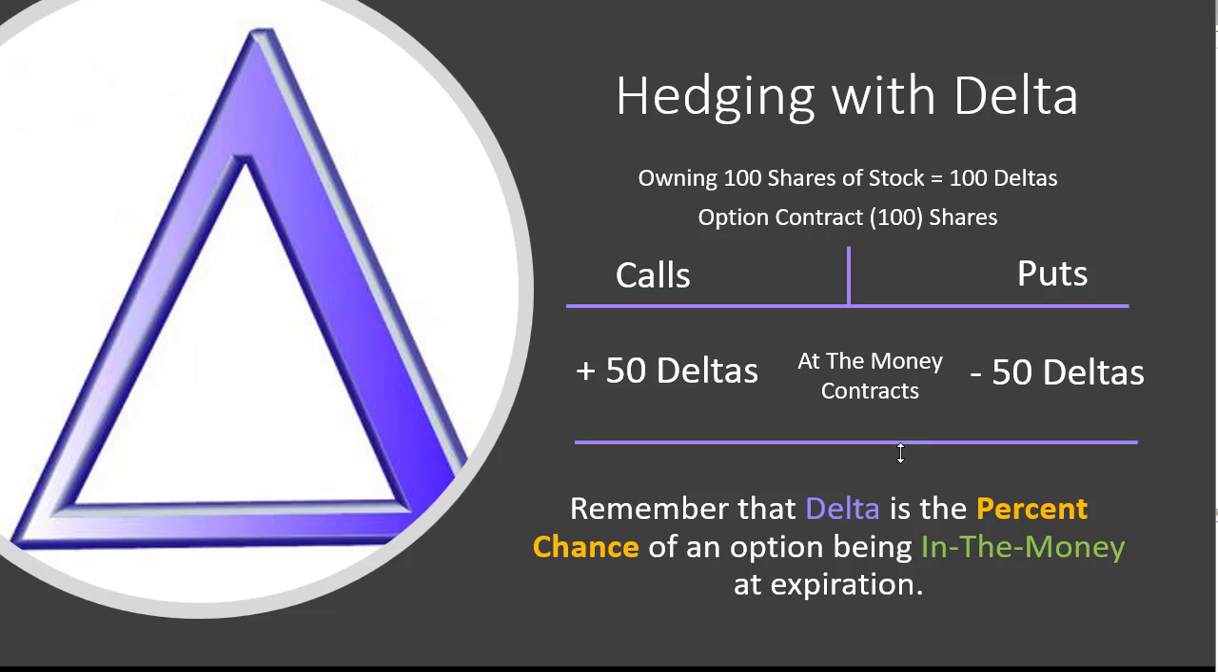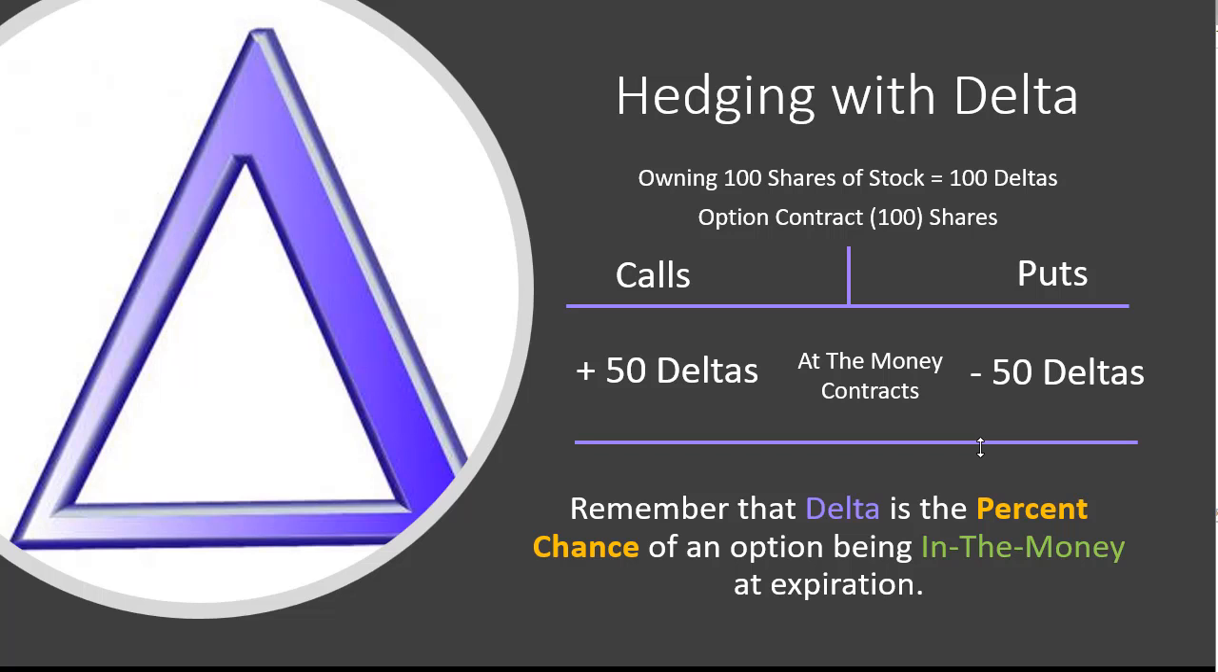Okay. And that is essentially a hedge. All right. So we can use options and combinations to try to offset risk, lower our risk, and even potentially increase the profit of a trade if done correctly.